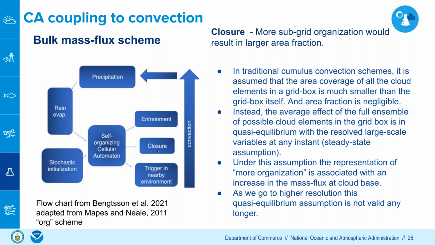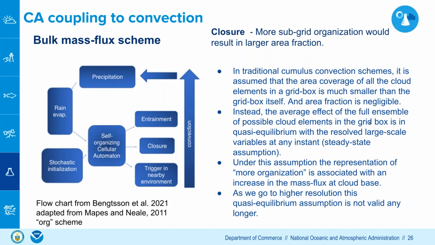In terms of closure, the way I've been thinking about it is that more coherent structure on the subgrid by the CA and the self-organization would result in a larger area fraction. However, in traditional cumulus convection schemes, it's assumed that the area coverage of all the cloud elements in a grid box is much smaller than the grid box itself. And under this assumption, area fraction is actually negligible, so it is just assumed to be negligible in the equation.